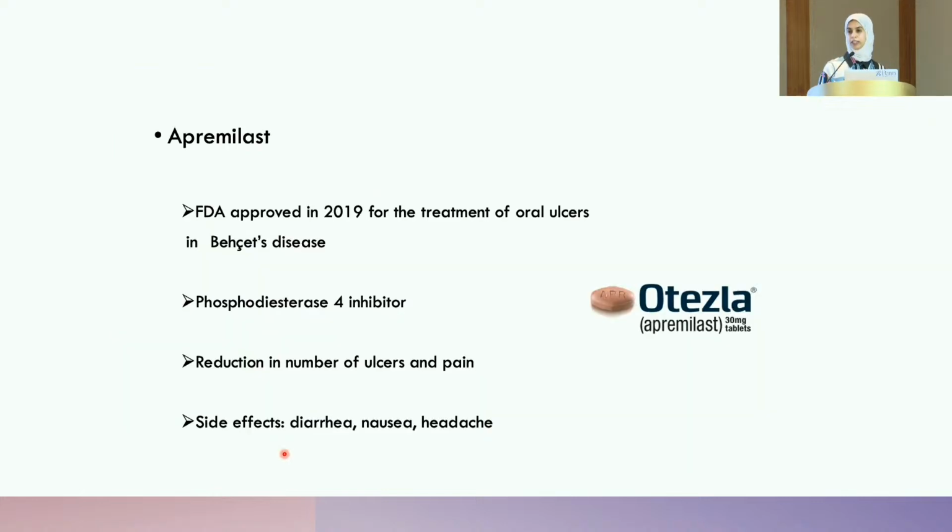Apremilast is actually an interesting drug. This was one of the fairly recently approved drugs by the FDA, specifically for the treatment of oral ulcers and Behçet's disease. It's a phosphodiesterase 4 inhibitor. It has been shown to cause a reduction in the number of ulcers and pain, and the side effects are generally well tolerated, things like diarrhea, nausea, and headache.